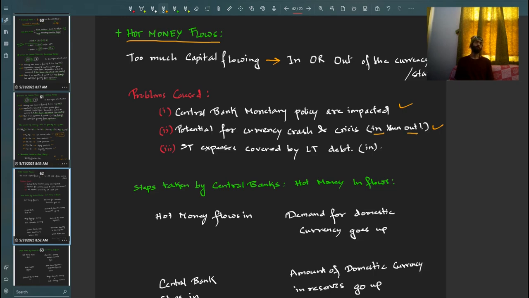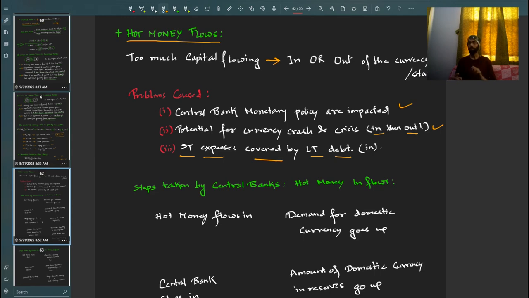The third problem, short-term expenses covered by long-term debt. This happens specifically when hot monies are flowing in. What happens is businesses or financial institutions may start to get loans in a very cheap way or a very easy way. And what happens then is there is a tendency to cover up short-term expenses by taking long-term debt. And this can be very, very detrimental, because when short-term expenses and short-term earnings are in a cyclical way drying up, then still you have to service your long-term debt.